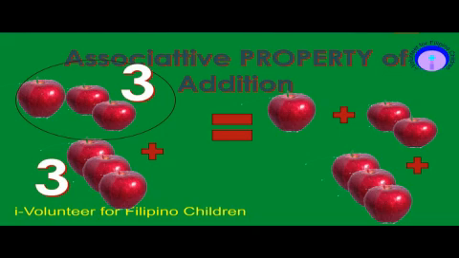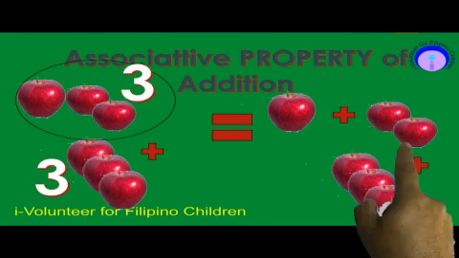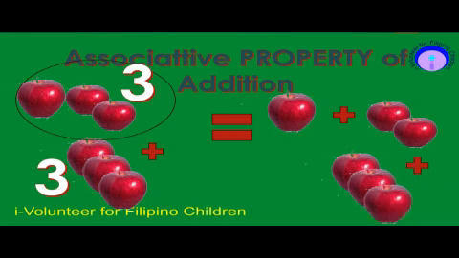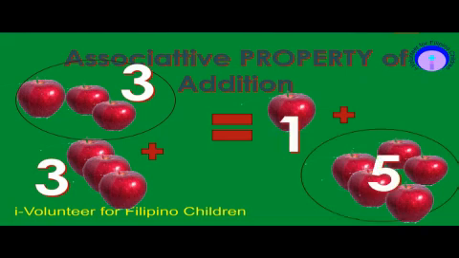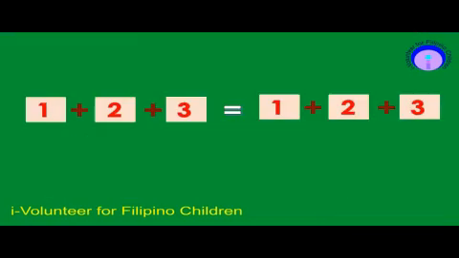Ano naman kaya ang mangyayari pag pinagsama natin ang 2 at 3 mansanas? Ang 2 at 3, ito ay magiging 5. 1 apple plus 5 apples is equal to 6 apples. Ito ang associative property of addition. The grouping of the addends does not affect the sum. Let's have more examples.